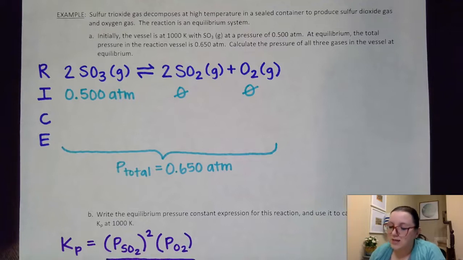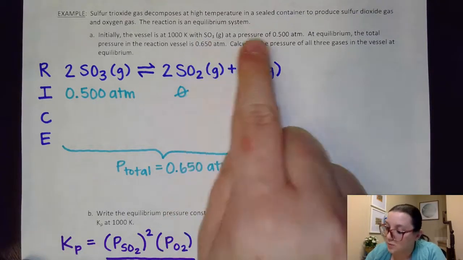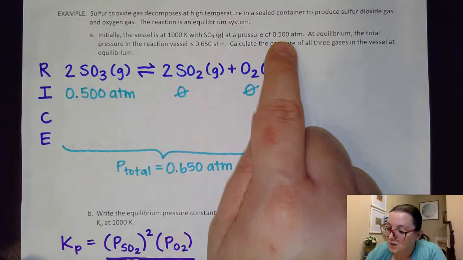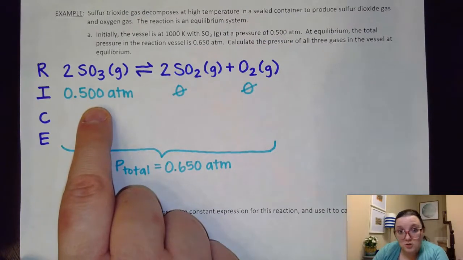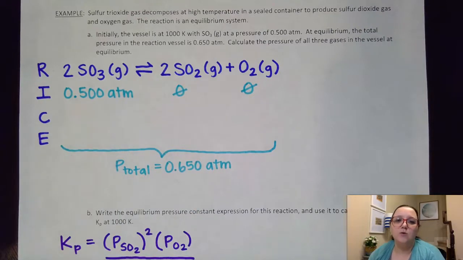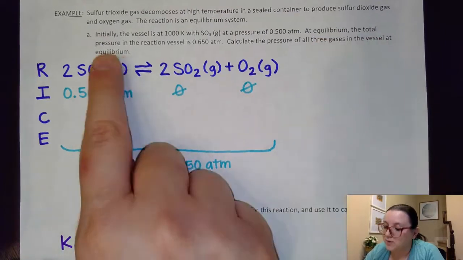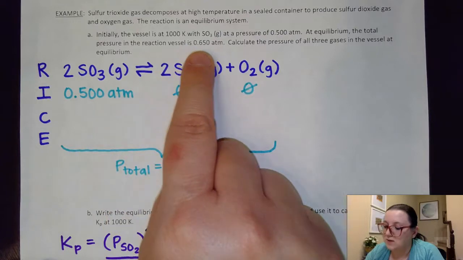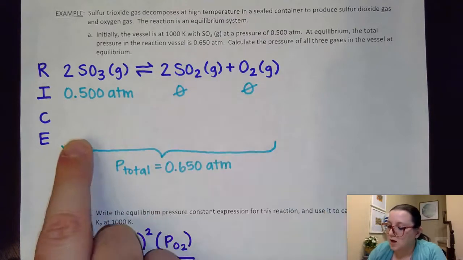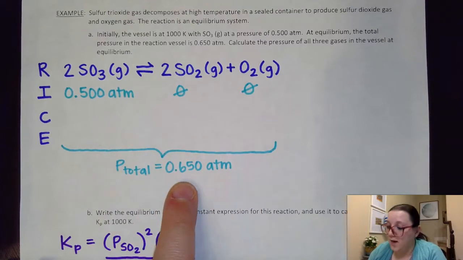So then it says, hey, initially the vessel is at 1,000 Kelvin, so they're just giving us the temperature there, with SO3 at a pressure of 0.5 atmospheres. So we see here they're using pressures instead of concentrations, which will slightly change how we write our equilibrium expression here in just a minute. So then it says, hey, at equilibrium, the total pressure in the reaction vessel is 0.650 atmosphere. So that means all of these pieces at the end are going to add up to 0.650 atmospheres.